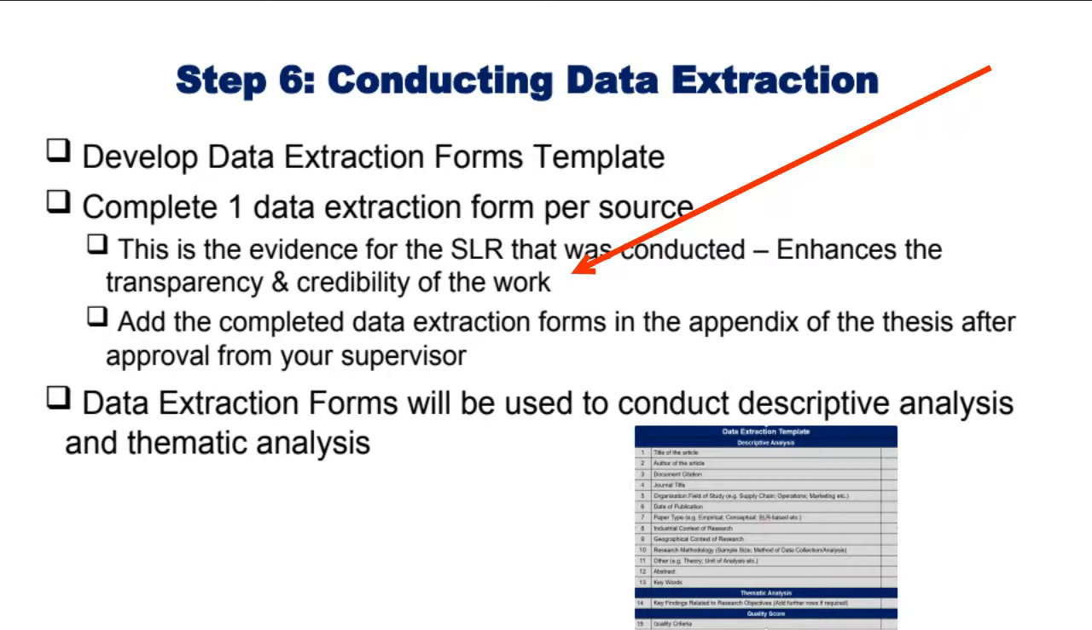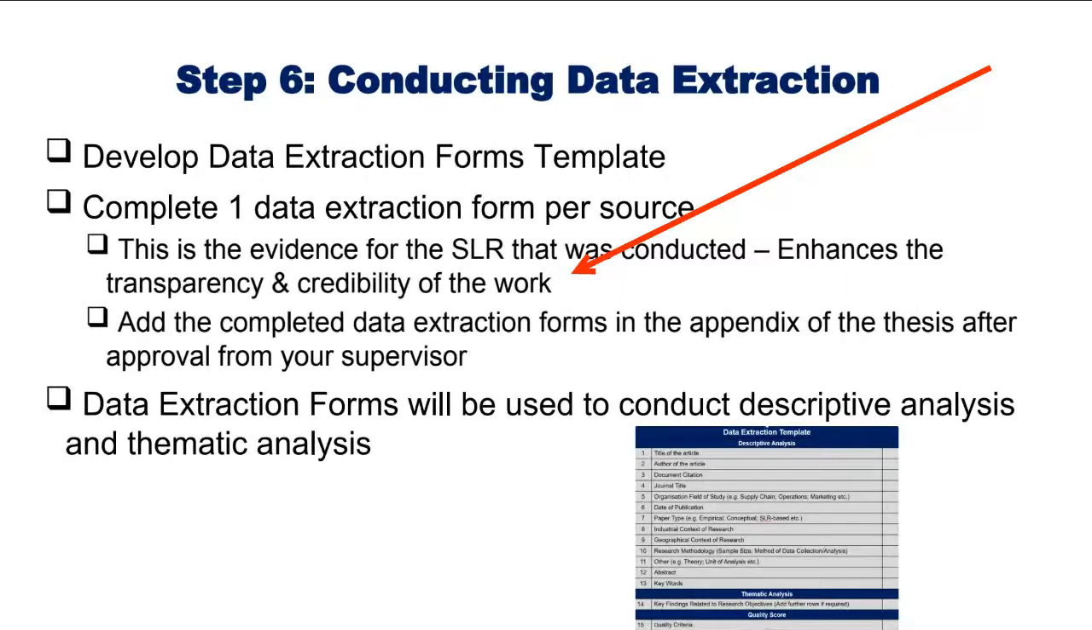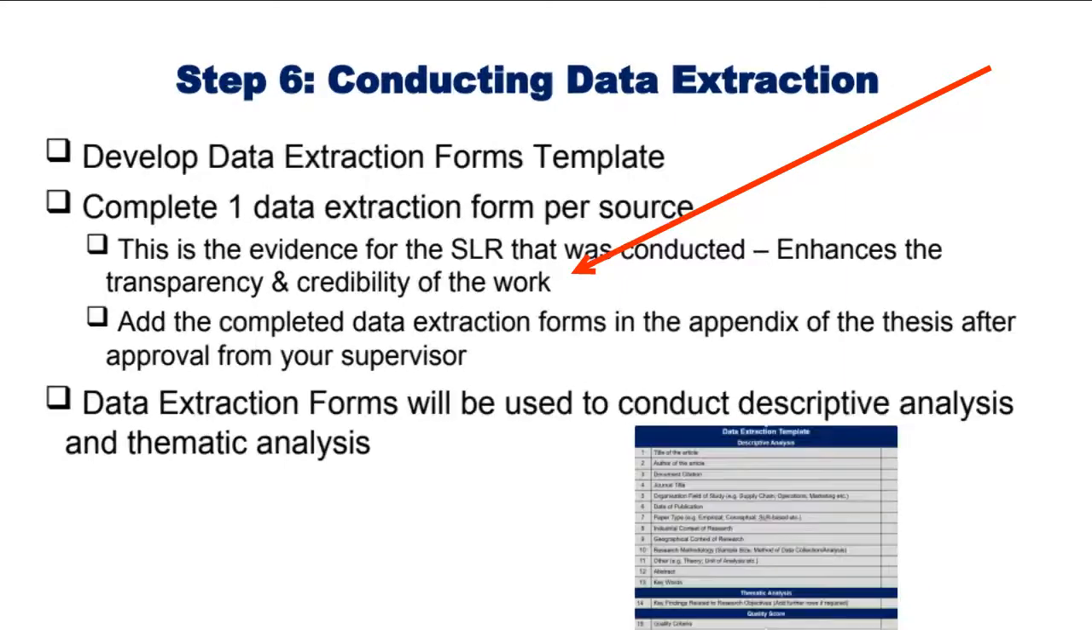But for a systematic literature review, you also need evidence, right? You can't come to the class and say, I've done a systematic literature review, I have looked at 60 articles. So where is the proof? The data extraction form is that evidence. You are going to write 60 data extraction forms, and you are going to put them in the appendix of your work. This is the raw material that you are going to use to write your thesis.